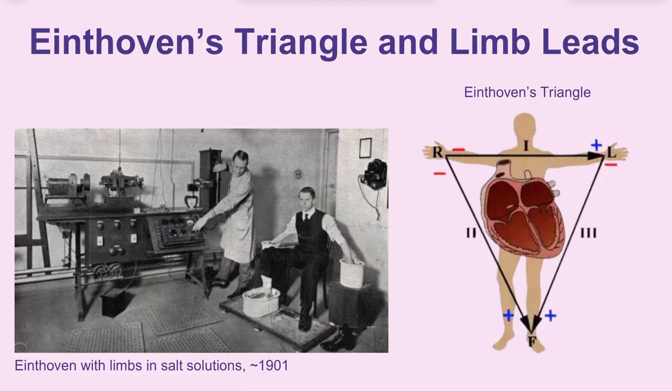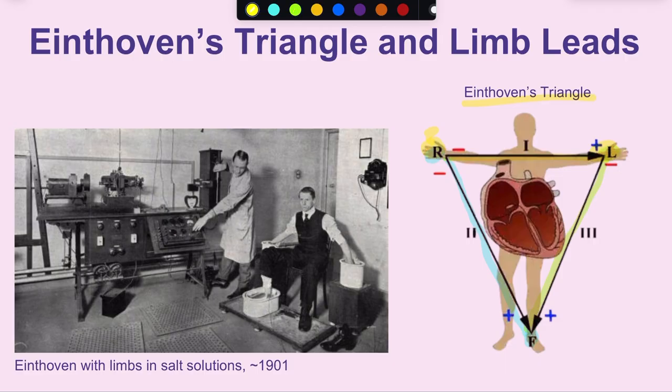All right, Einthoven's triangle and the limb leads. Einthoven was the man behind the magic, started this whole thing. He stuck his hands and his limbs in some salt solutions back in 1901, and wada bing, wada boom, we got an EKG. So this is colloquially named his triangle. We give him credit for the thing. And this gives us our first 3 leads of the EKG. We've got lead 1, which will go from the right arm to the left arm. Lead 2, which will go from the right arm to the left leg or foot. And then lead 3 goes from the left arm down to the left leg or foot.